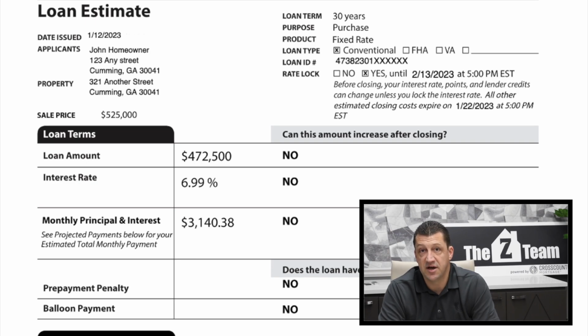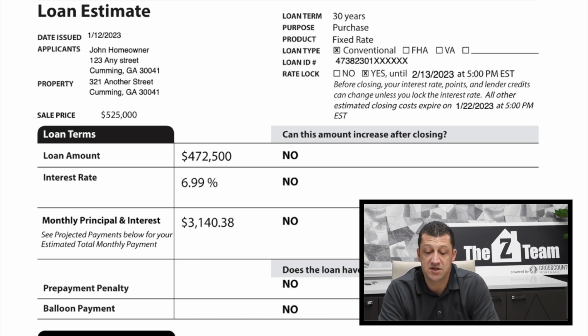Moving to the right-hand side at the top box, you're going to see the loan term. This can be any term between 5, 10, 15, 20, but the most commonly seen is a 30-year mortgage. Below that talks about the loan purpose. Is this a purchase? Is it a refinance? In this case, this is a purchase loan estimate.